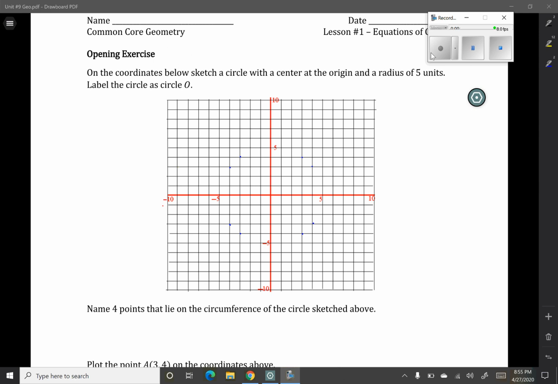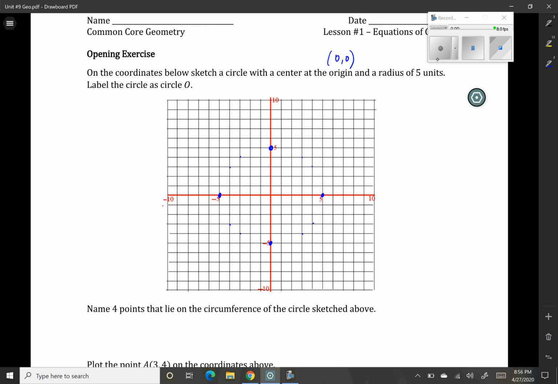So here's an opening exercise that we all should be able to do knowing circles. So we know that a circle is a distance from a point, and that distance is the same in all directions. That's why the radius of a circle is the same. On the opening exercise, it asks us to, on the coordinates below, sketch a circle with a center at the origin. The origin, if we remember, is the point 0, 0, and a radius of 5. So if I start at 0, 0, and I go up 5, to the right 5, down 5, and to the left 5, I'm going to wind up getting 4 points that we know for sure on this circle.